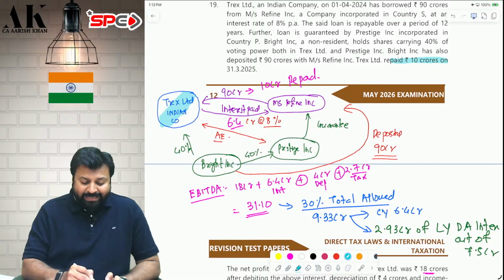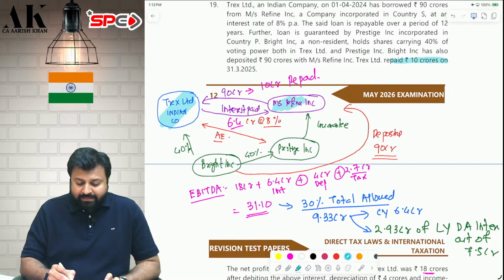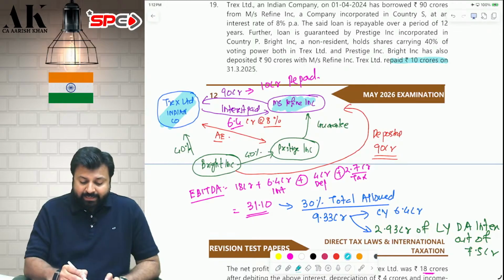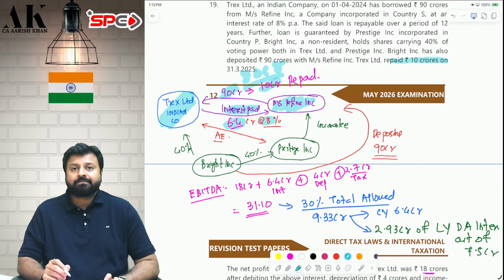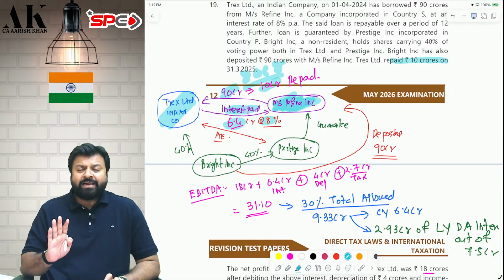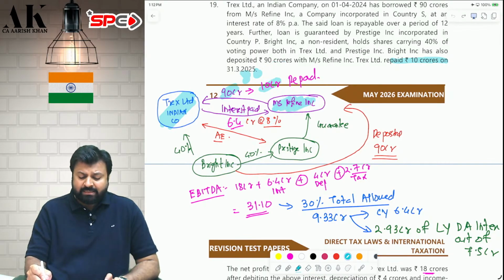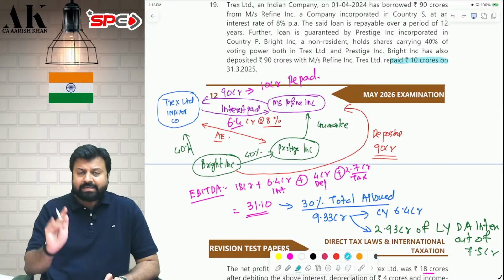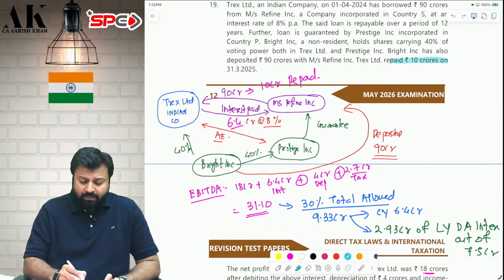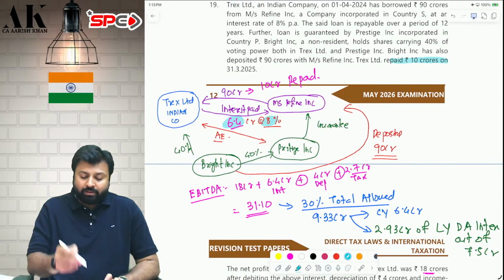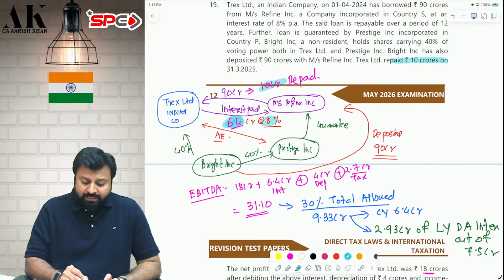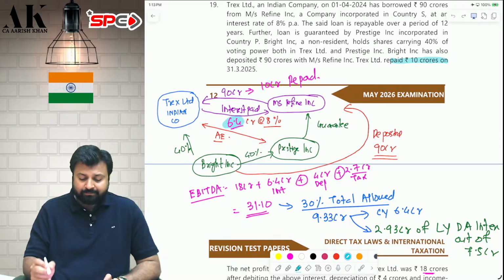Trex Limited is an Indian company. They have taken some loan from Messrs. Refine Inc. last year, 90 crore. But last year they repaid 10 crore. Therefore, effectively the loan is only 80 crore. Now they are paying interest on 80 crore at 8%, which is 6.4 crore. Messrs. Refine Inc. is a third party, not our associate enterprise. So we are paying 6.4 crore interest at the rate of 8% on 80 crore, as 10 crore is repaid. Therefore, this 6.4 crore interest we are paying to a third party.